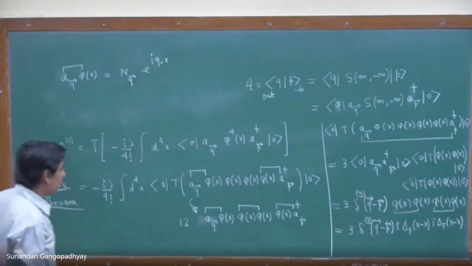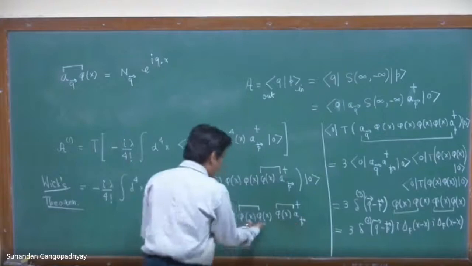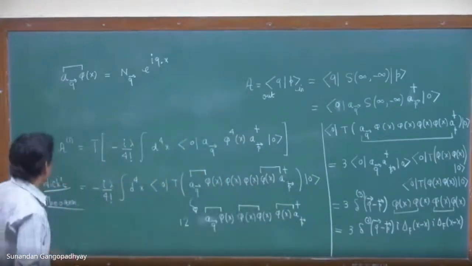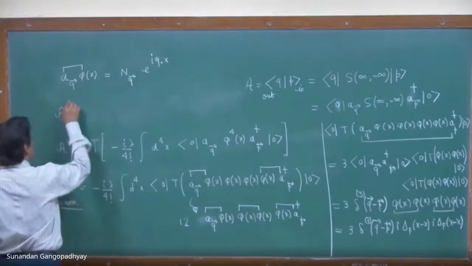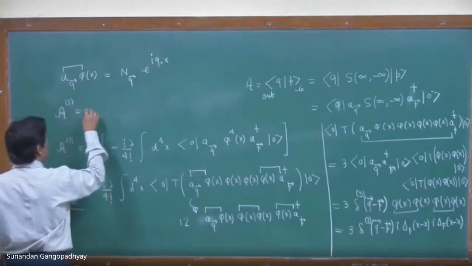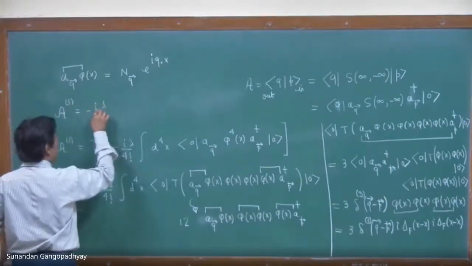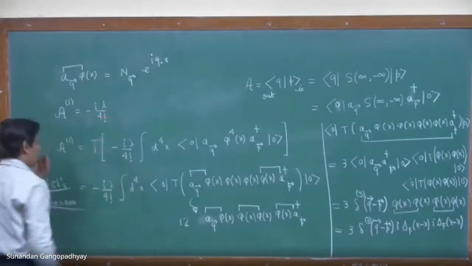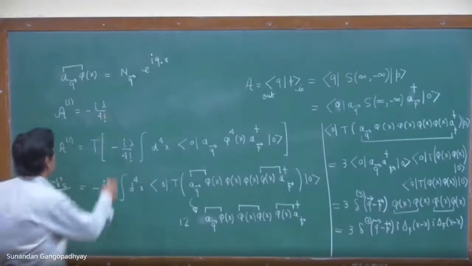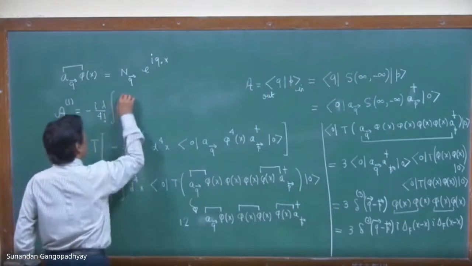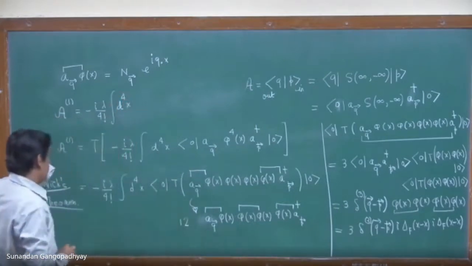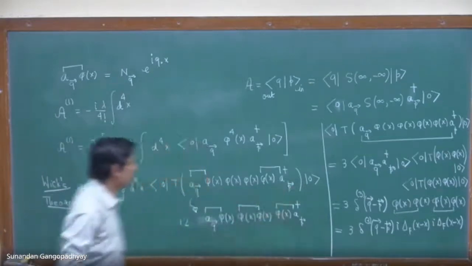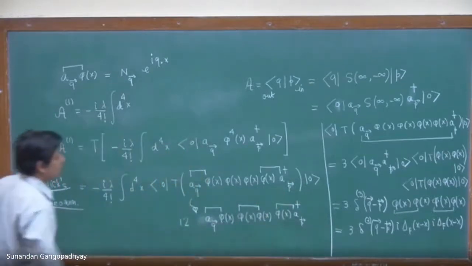So now you have calculated both these contractions, and you know what this is, and therefore you can plug it in over here. So A1 therefore becomes minus i lambda by 4 factorial integration d4x. And then you have this thing, but this thing is basically this term.